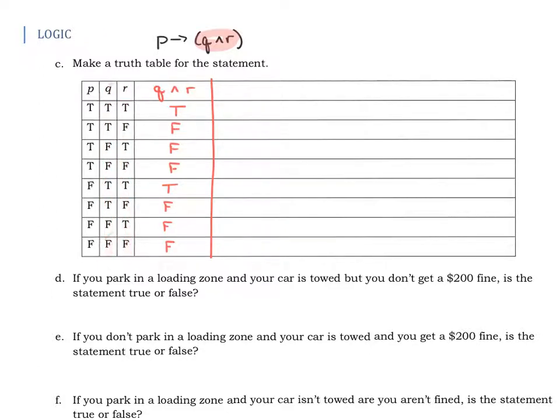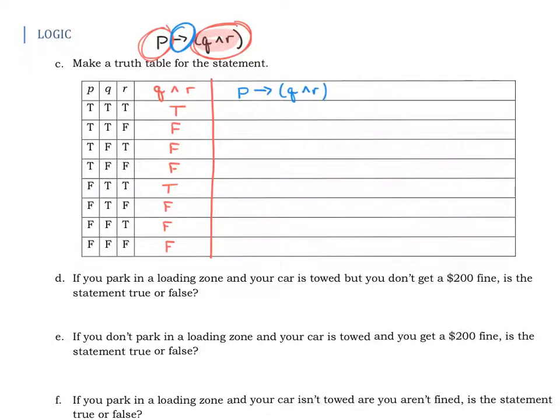Okay, now I'm erasing what's here. I want you to look at the pieces now of what we have. We have our column for Q and R, and we have a column for P. The only thing we need to do next is take care of this conditional. So what we want is P implies, or if P, then Q and R.